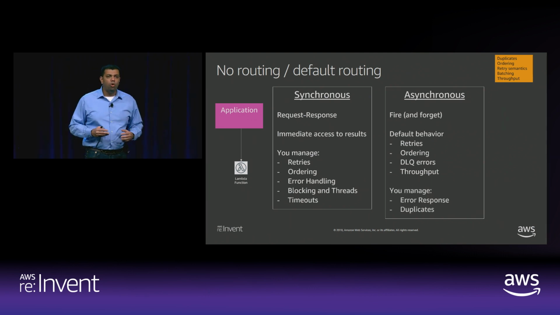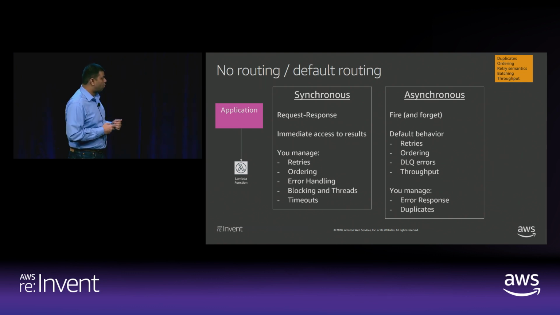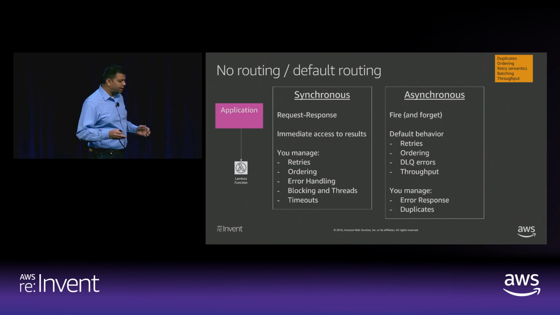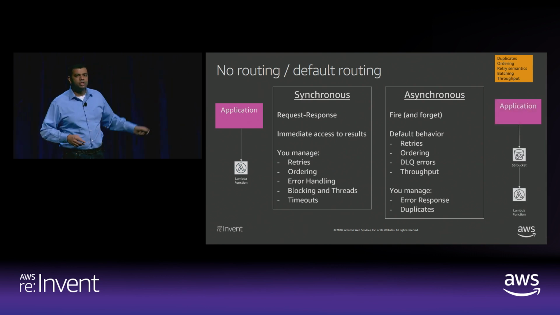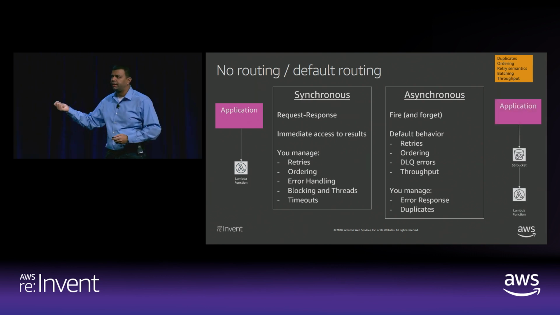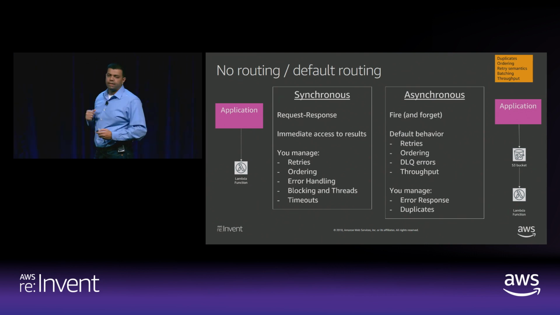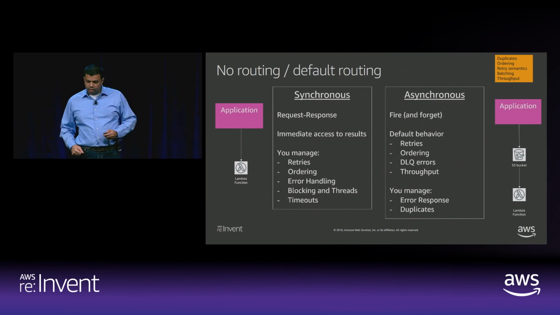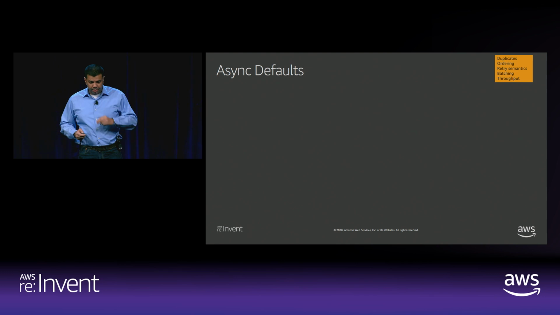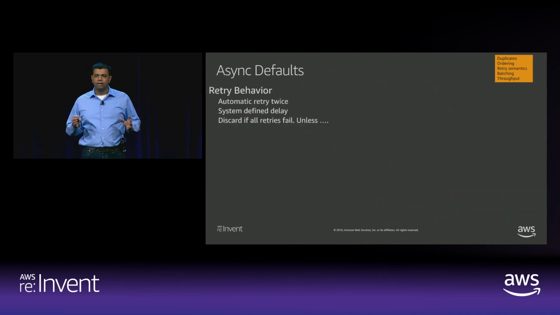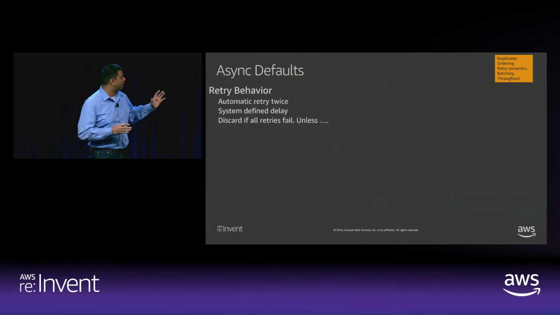But you are still managing what do you do when error happens, right? How do you respond to the error being present? And your application still has to deal with duplicates in this model. So a lot of the event sources that come with Lambda are built on this asynchronous model. So an example is if the application generates an object in S3, and the S3 triggers a Lambda function, it's basically having this default behavior. And so what is the default behavior, right? So here are some of the async default considerations to look at.